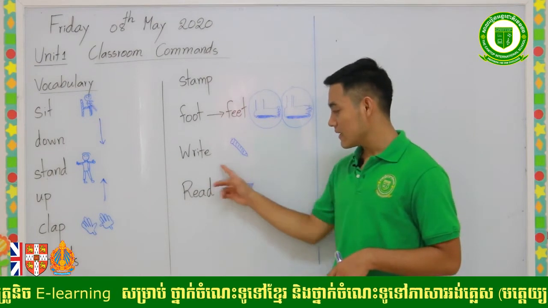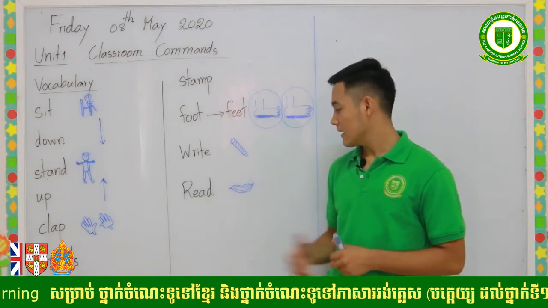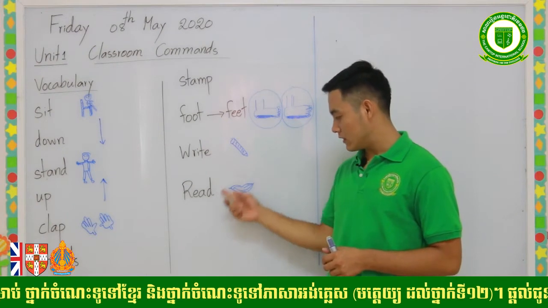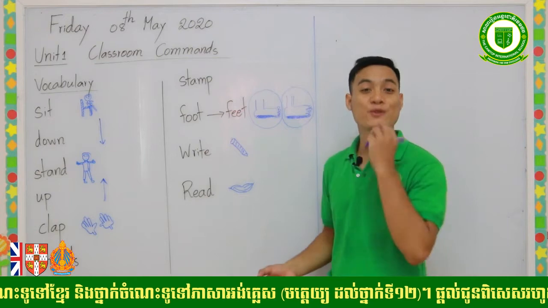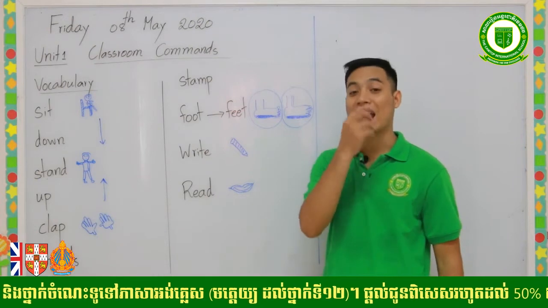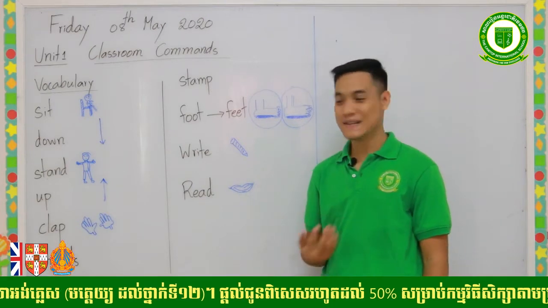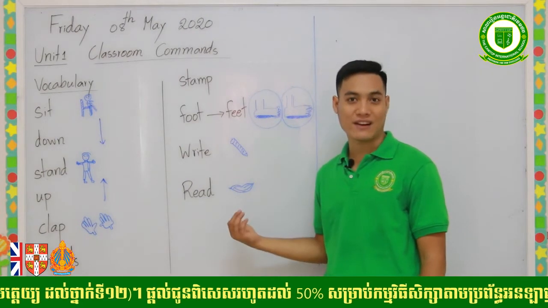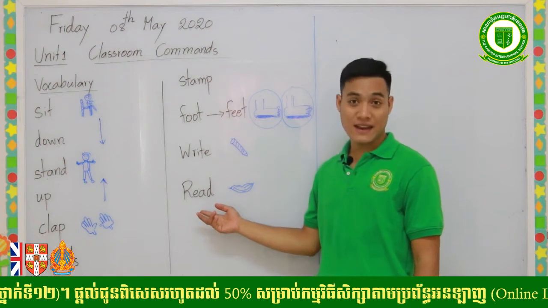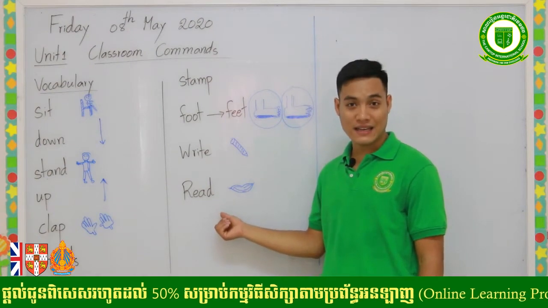And the last one is read. Read. Why do I put the picture of a mouth beside the word read? Because when you read, you need to use your tongue and your mouth to pronounce the words correctly. So you need your mouth or your tongue right here. So this one is read.